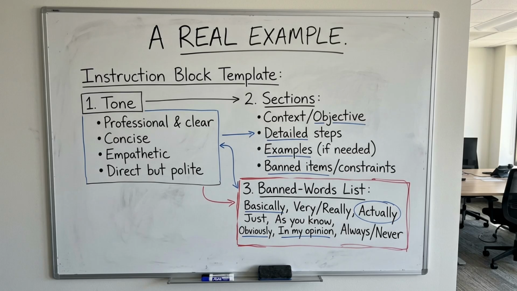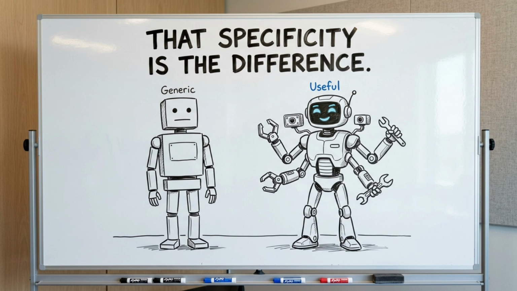For example, you write weekly status reports for a marketing team. Keep the tone professional but conversational. Always use three sections: wins, challenges, next steps. Never use corporate buzzwords like synergy or circle back. Notice how specific that is. That specificity is what separates a generic assistant from a genuinely useful one.